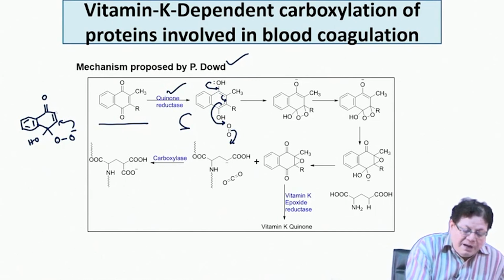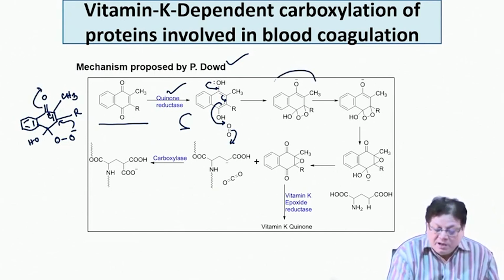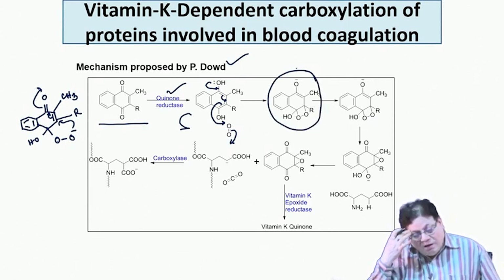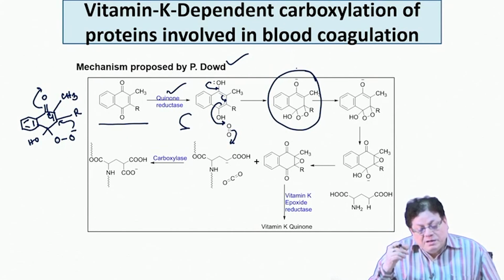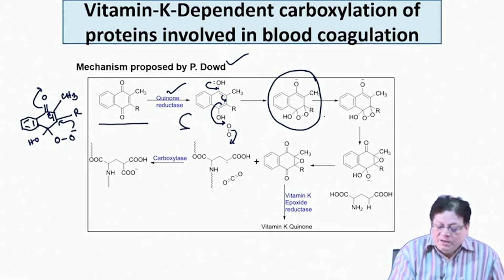So, this can come back. There are 2 substituents, remember this is R, the phytyl chain, and this is the methyl, and that goes here and this goes. So, basically that is what is written here, this dioxetane intermediate. It is a 4 membered ring with 2 oxygens, okay. Actually this is called the dioxetane intermediate.